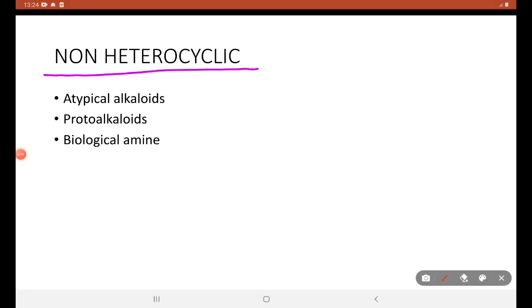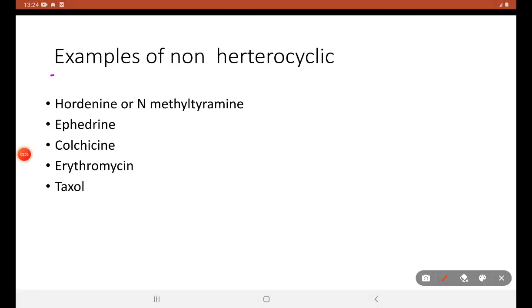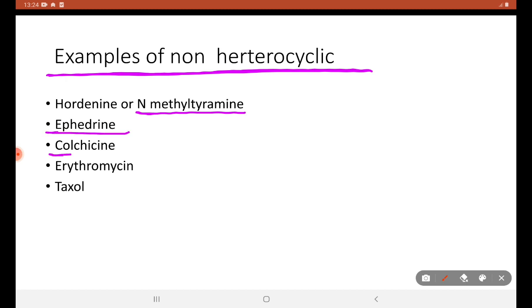What are non-heterocyclic alkaloids? These are atypical alkaloids, proto-alkaloids. They are also called biological amines. Examples of non-heterocyclic alkaloids include N-methyl triamine, ephedrine, colchicine, erythromycin, and Taxol, an anti-cancer agent. It stops the cell cycle at metaphase. So these are alkaloids: colchicine, erythromycin, Taxol.